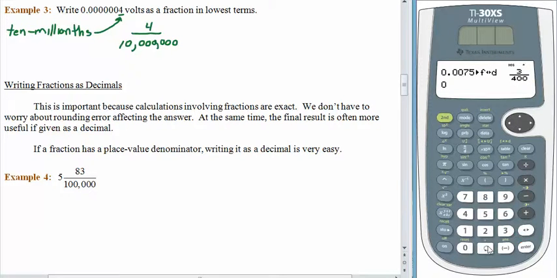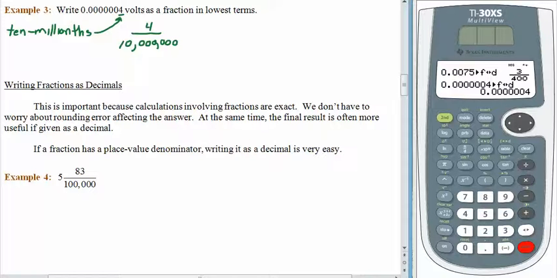I know. Let's see. Can the calculator do this? 0. How many zeros are we going to need? 1, 2, 3, 4, 5, 6 zeros and then a 4. And let's turn this into a fraction. And the calculator says, I ain't doing it. Don't wanna, don't have to, I ain't doing it.